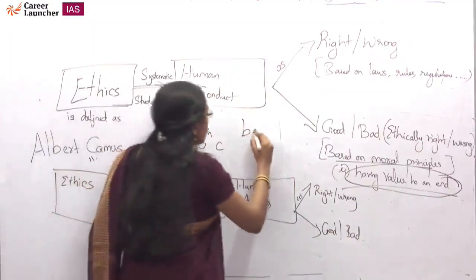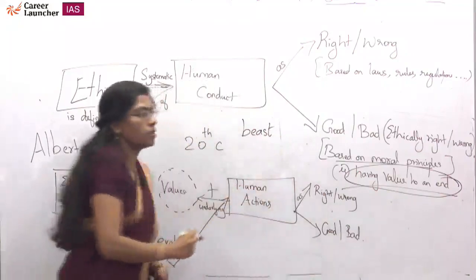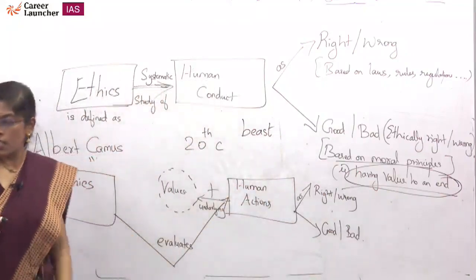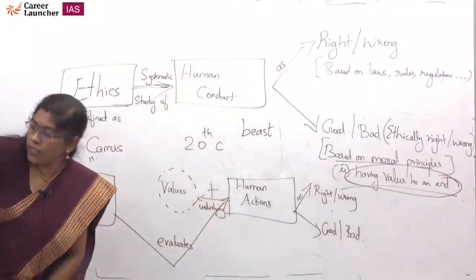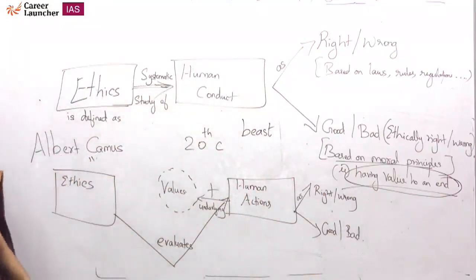What is beast? Animal. It's a wild beast loosed, L-O-O-S-E-D, loosed. It's a wild beast loosed upon this world. Close the quotation, upon this world. Can you write one more thing?